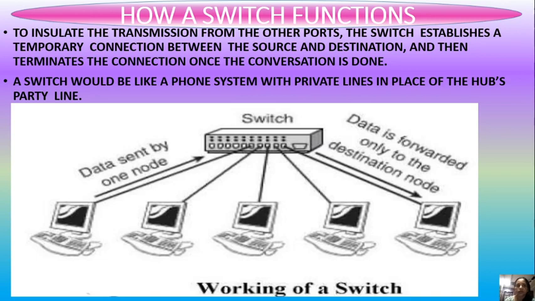To insulate the transmission from the other ports, the switch establishes a temporary connection between the source and destination, and then terminates the connection once the conversation is done. A switch would be like a phone system with private lines in place of the hub's party line. So this is the difference between hub and switch.